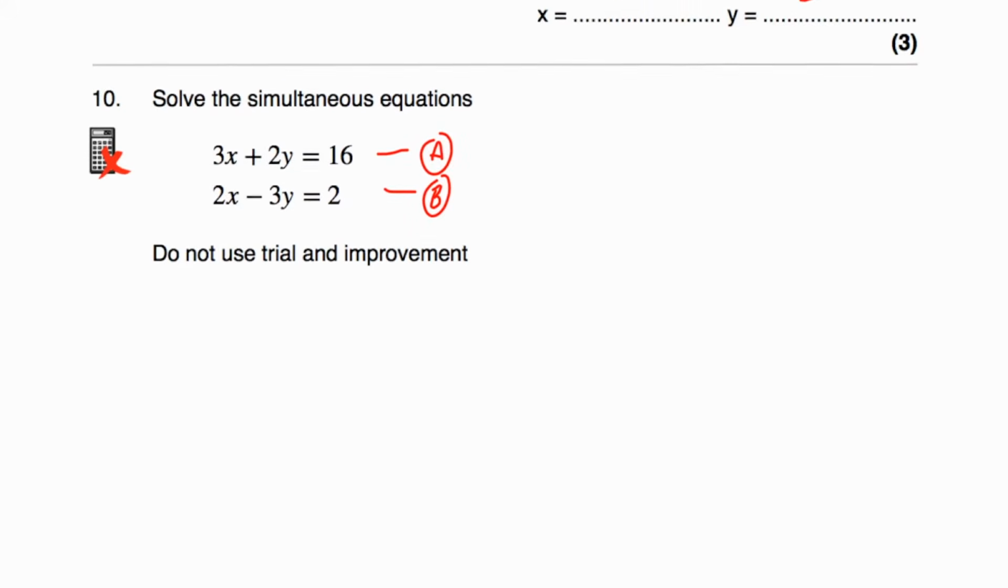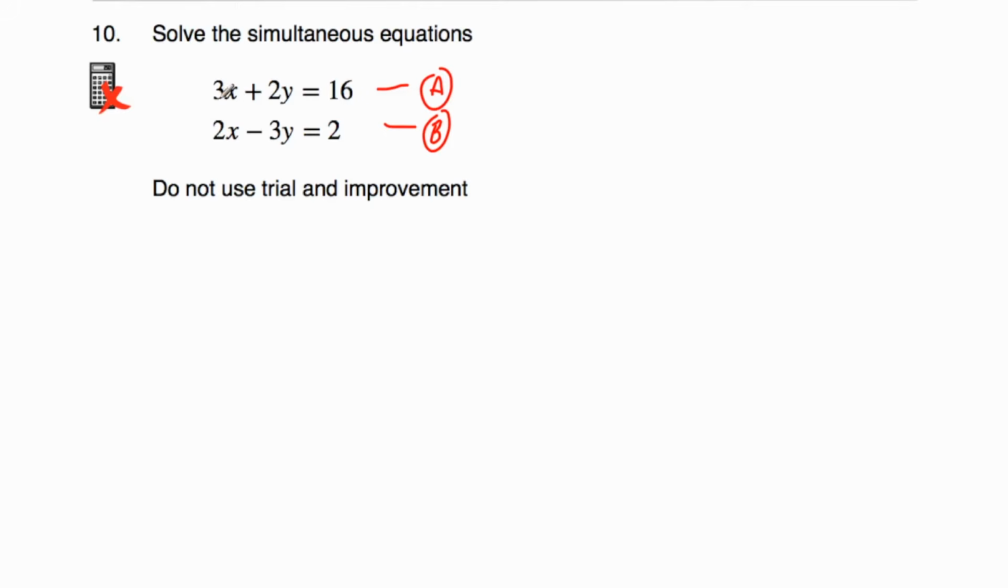But if we look at question number 10 here, we're actually going to need to multiply both equation A and equation B by something to then get the same value. So what I'm going to do is cancel out my y's, and I'm going to multiply equation A by 3, and that will give me 6y. And in terms of equation B, I'm going to double equation B, or multiply equation B by 2. So let's do 3 times A and see what we get. 3 times 3x would be 9x. Multiplying 2y by 3 will give me plus 6y, and that's equal to 16 times 3, which is 48. So we've multiplied equation A by 3.